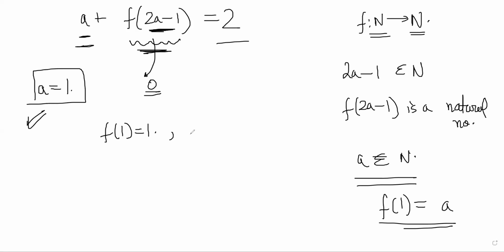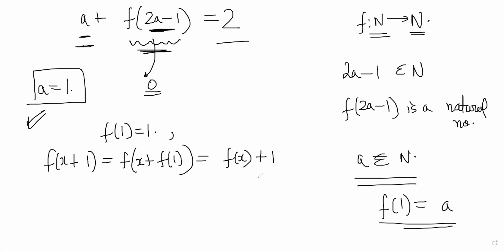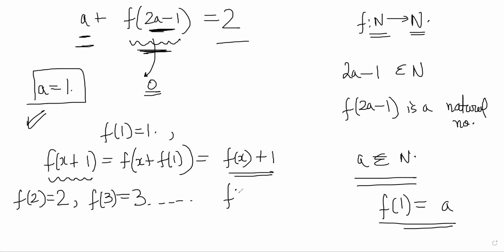And with all the data that we have found, we can now show that f of x plus 1 is equal to f of x plus f of 1, which is equal to f of x plus 1. And therefore, f of x plus 1 is coming as f of x plus 1. By induction, now we can show that f of 2 is 2 and f of 3 is 3. And therefore, you can by induction very easily prove that f of x is x. So f of x is equal to x is the only solution for this functional equation.